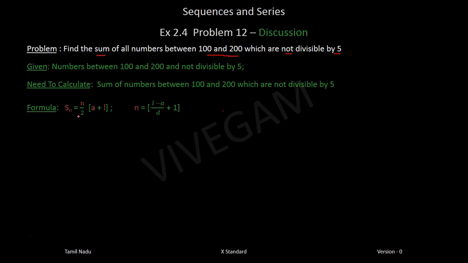The formula is Sn is n by 2 into (a plus l), and n is (l minus a) by d plus 1. But none of these formulas we can use as of now because we don't have the series itself. Unless you define the series, nothing can be done. But out of practice we are listing all these formulas. So list the first, second and the last 3-digit number divisible by 1.